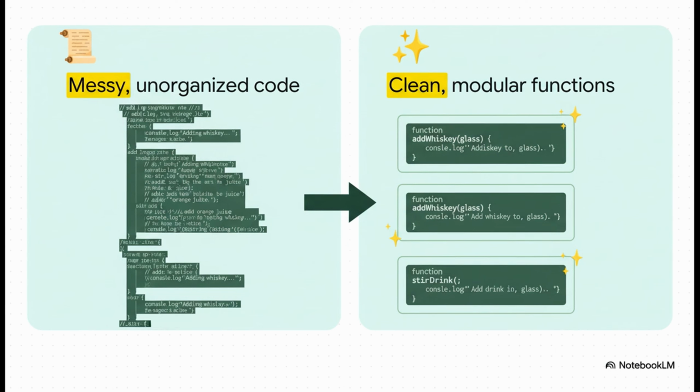Here's another one. On the left, it's just a long sheet of code with comments acting like chapter titles. But on the right, those big chunks of code have been pulled out into their own functions. Add whiskey, add juice. You can read that and instantly understand the recipe. No comments needed. That's your code doing the talking.